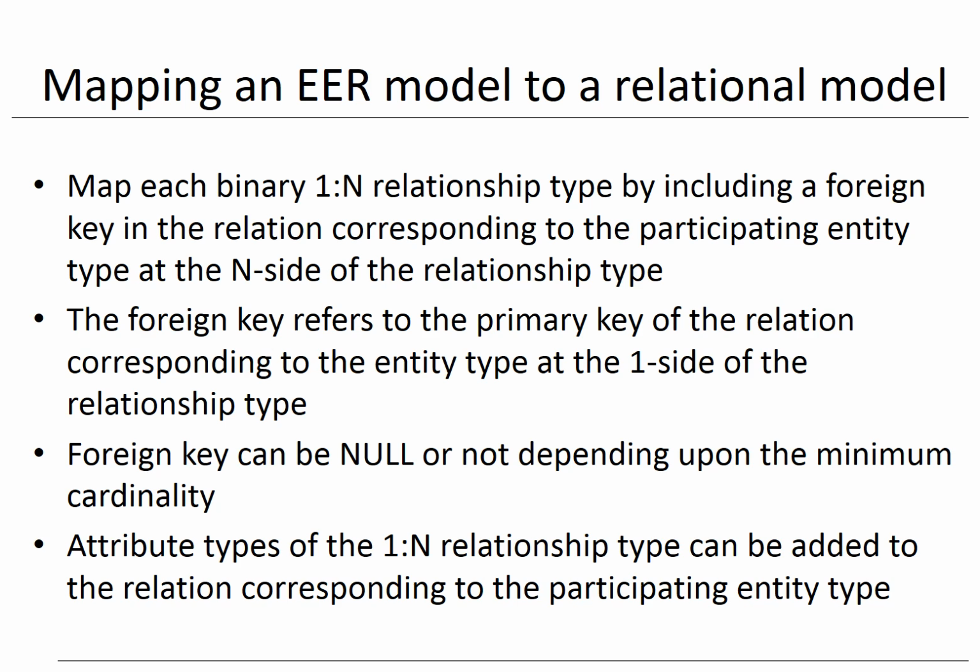Binary 1 to N relationship types can be mapped by including a foreign key in the relation corresponding to the participating entity type at the N side of the relationship type. The foreign key refers to the primary key of the relation corresponding to the entity type at the 1 side of the relationship type. Depending upon the minimum cardinality, the foreign key can be declared as not null or null allowed. The attribute types of the 1 to N relationship type can be added to the relation corresponding to the participating entity type.